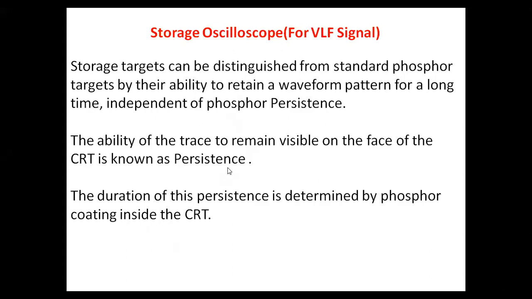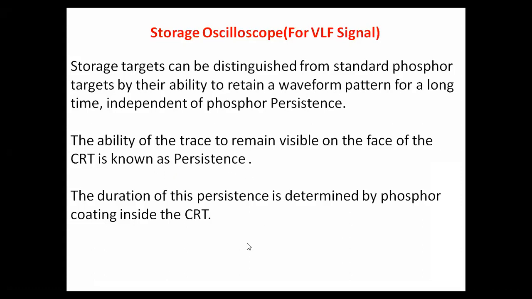When the beam of electrons falls on the phosphor screen of the CRT, the light will be illuminated, but that illuminated light will not be present continuously. After a few seconds, the light will disappear. So storage of such signals is difficult. Before that, we will see persistence.